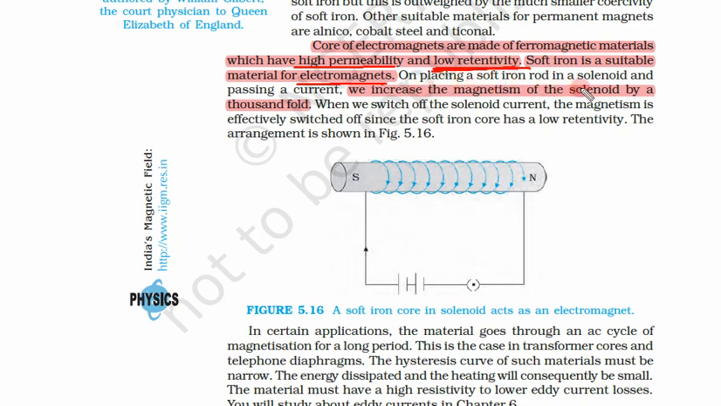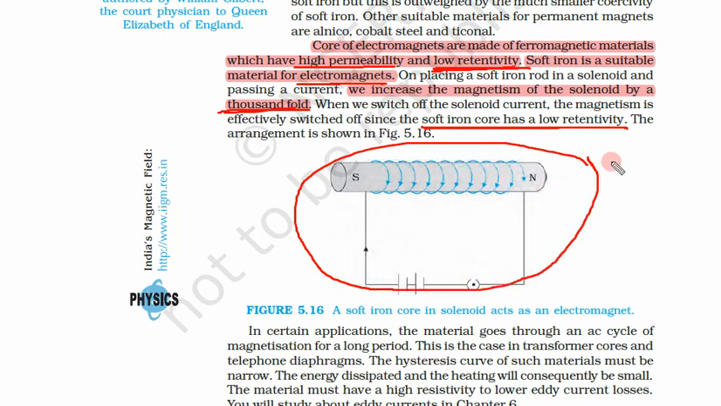On placing a soft iron rod in a solenoid and passing a current, we increase the magnetism of the solenoid by 1000 fold, since the permeability is high. When we switch off the solenoid, the magnetism is effectively switched off, since the soft iron core has a very low retentivity. The arrangement is shown in this figure. So this is an arrangement of an electromagnet.